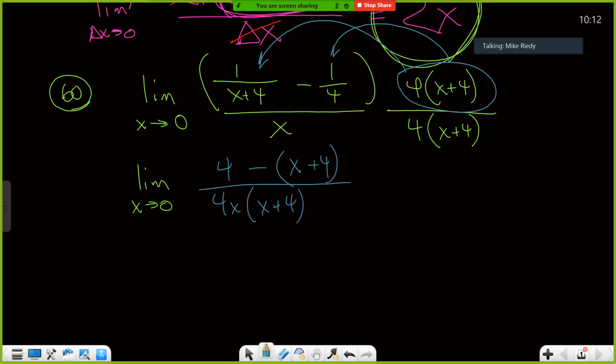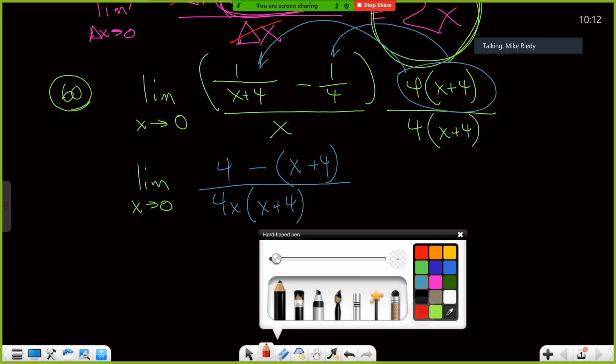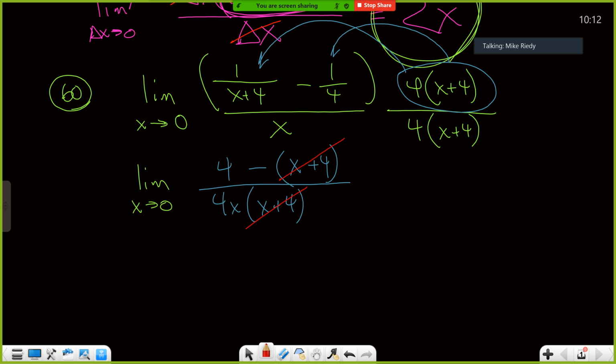Do not, under penalty of death, do not do this. That is silly. Why is that silly? Because there's a minus sign there. But you'd be amazed at how many people will do that. So don't do that. Simplify.